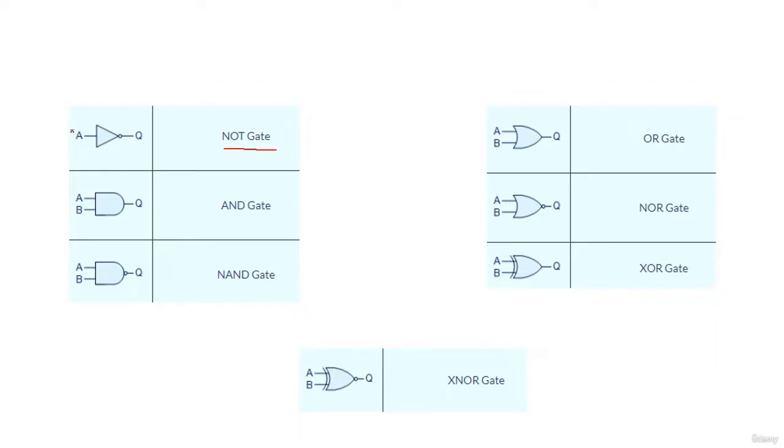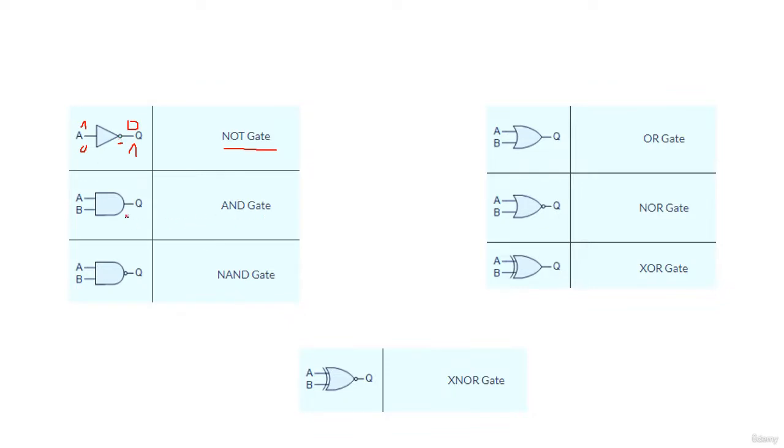This is the symbol of the NOT gate. We have a triangle with this small circle over here. So this is a NOT gate. This is the input and this is the output. For the NOT gate, when we have, for example, 1, the output will become 0. And if we have 0, the output will become 1. Why? Because this is a NOT gate. The circle means not.